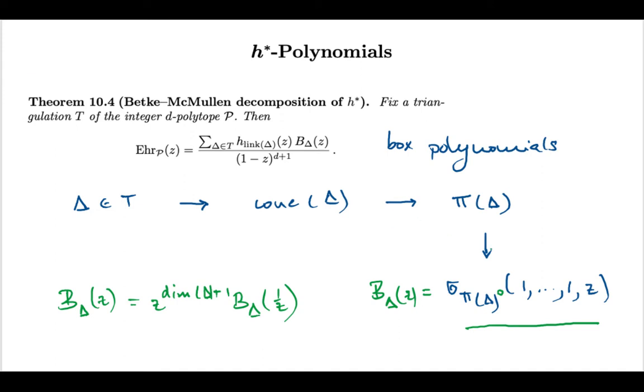So the philosophy of this theorem is somehow we're writing the h star polynomial of P, we're decomposing it as a sum over polynomials that have additional structure. So these box polynomials, they are palindromic and they have non-negative coefficients. And so what we'll do next now is to talk about this second ingredient here. These are h polynomials of certain parts of the triangulation.